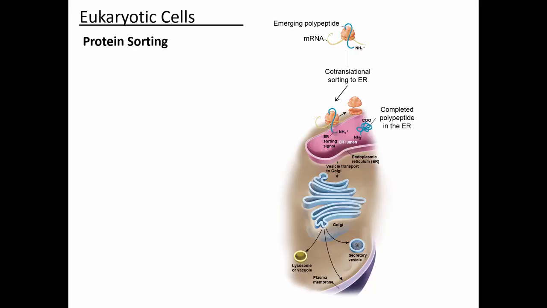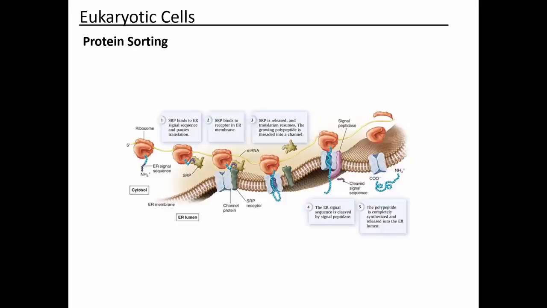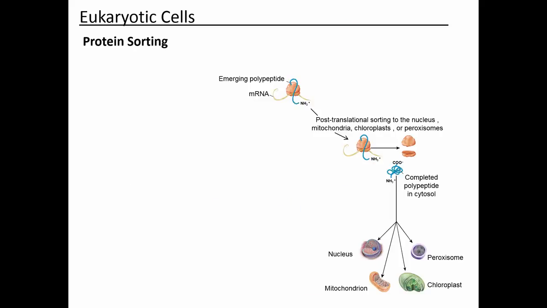Okay, so that's going to be in contrast to this last pathway that we talk about. Most proteins that are found within the nucleus, the mitochondria, chloroplasts, and peroxisomes are going to undergo what's called post-translational sorting. And this is sorting. So just for us, maybe I should have explained this.